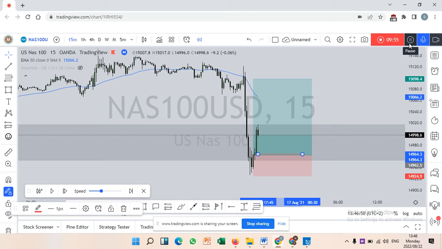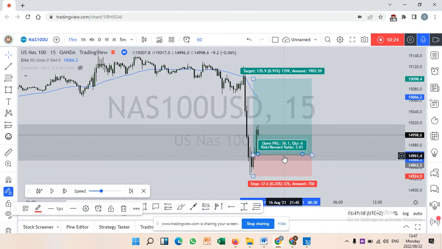So we did take it off a valid macro zone. It was a 4 hour zone that did break previous structure. We took it off a micro entry trigger, which was that 15-minute engulfing right over here. So that's our micro entry, the 15-minute engulfing.